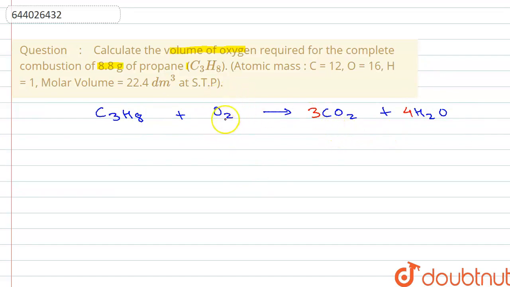The number of oxygen atoms on the reactant side is 2, whereas the number of oxygen atoms on the product side is 3 twos, which is 6, plus 4, that is 10 oxygen. So we will have to multiply this with 5. Now the reaction is balanced. So this is the balanced equation.